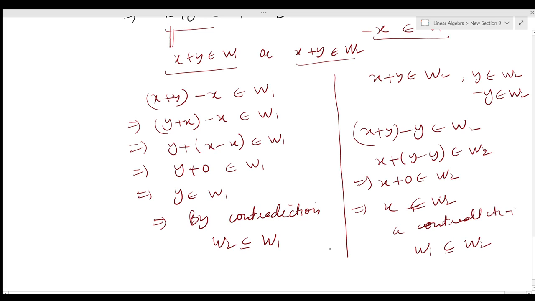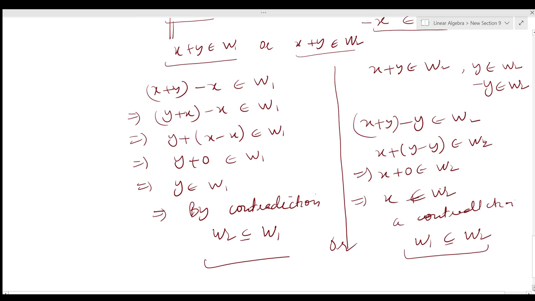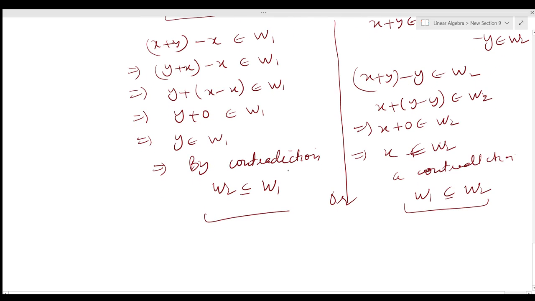So either this thing happens or this thing, which means W1 union W2 is a subspace if and only if one subspace contains the other. So this result is very important.